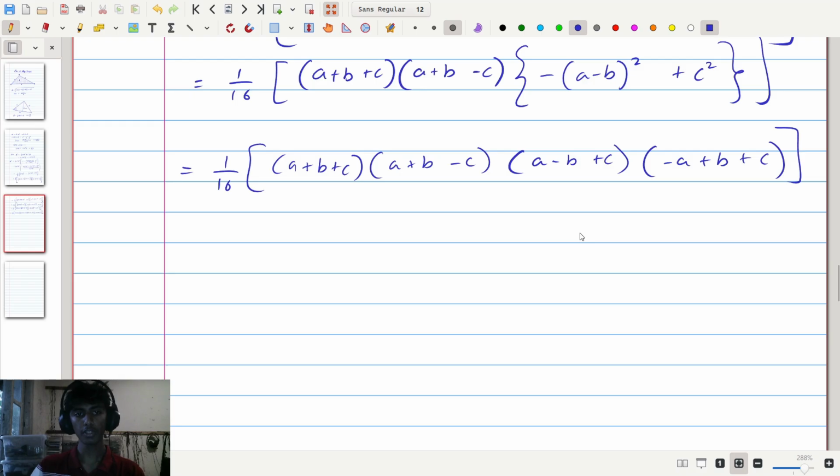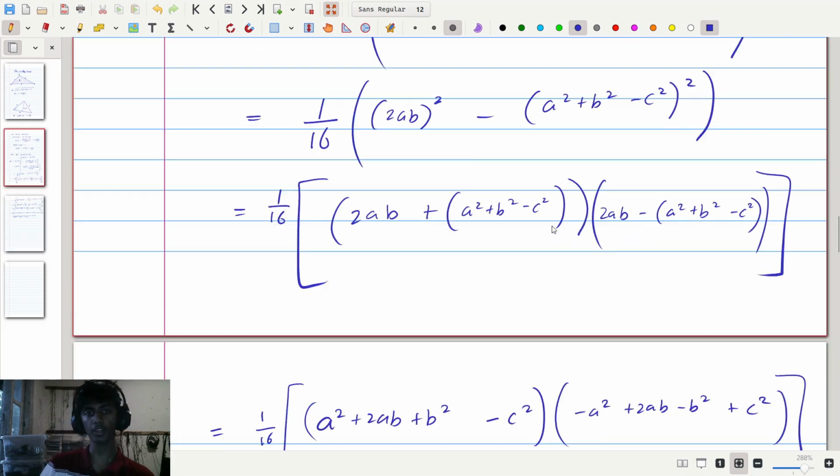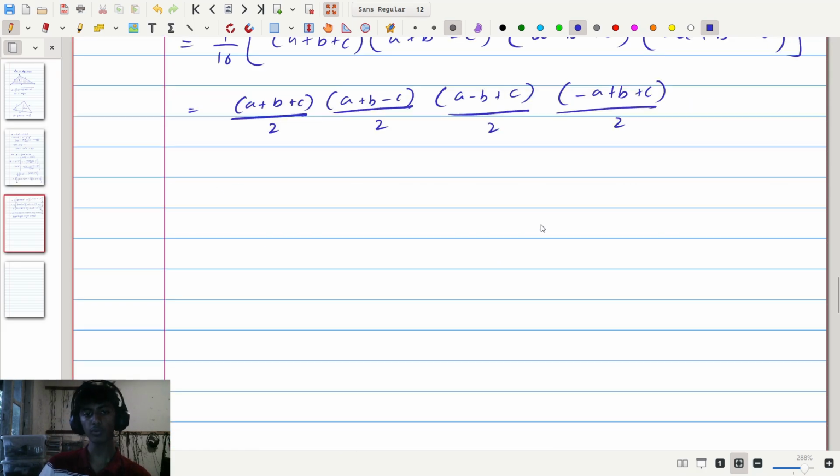Now, for the final thing, we're going to distribute this 1/16 as 1/2 across each of these terms. So we're going to write this is equal to (a plus b plus c) divided by 2 times (a plus b minus c) divided by 2 times (a minus b plus c) divided by 2 times (minus a plus b plus c) divided by 2.